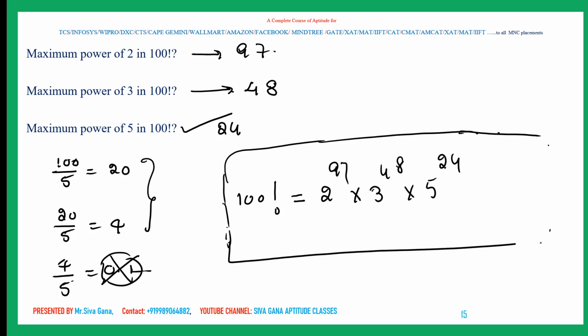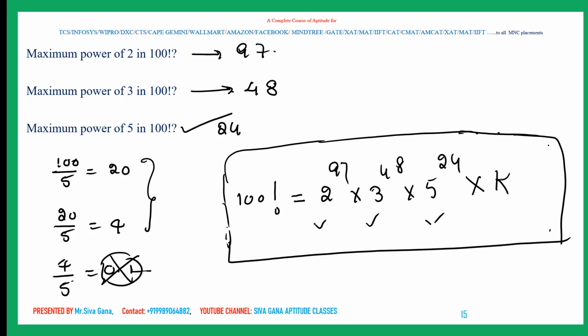100 factorial value is not equal to 2 power 97, 3 power 48, 5 power 24. Still something will be there. 7 power will be there, 8 power will be there, 9 power will be there, 11 power will be there. That is the reason why it is into some constant, 100 factorial.